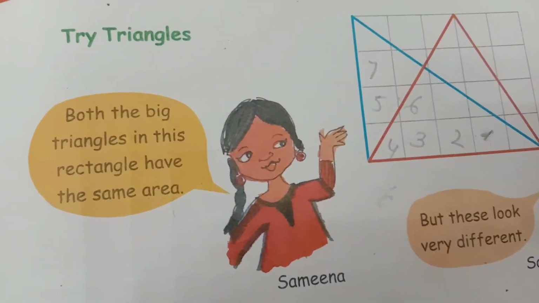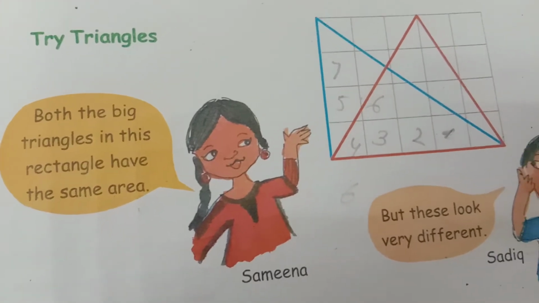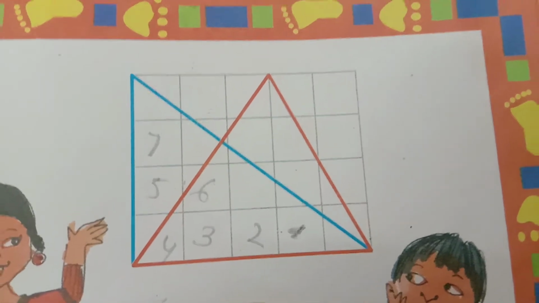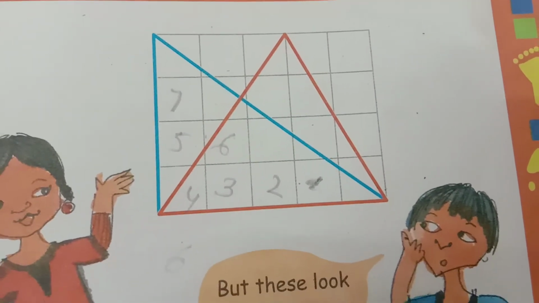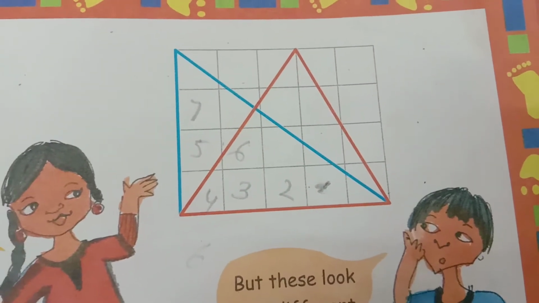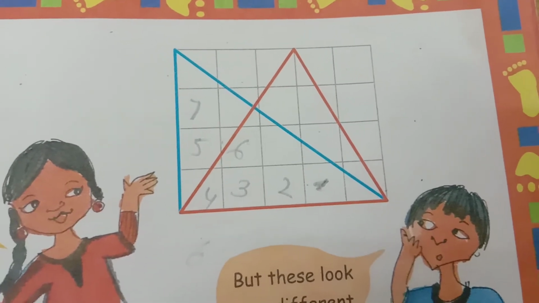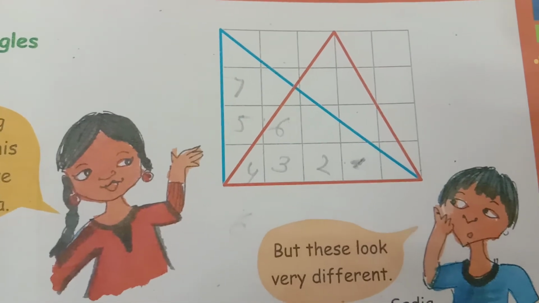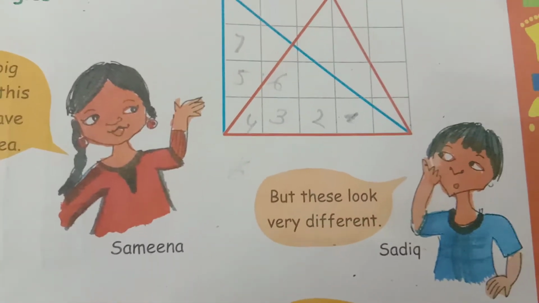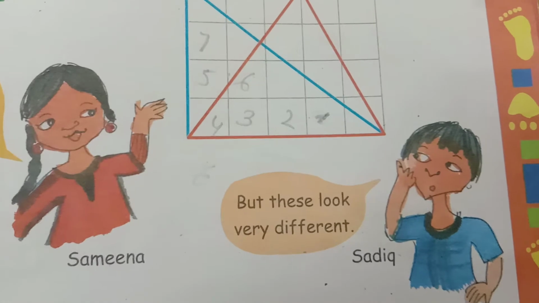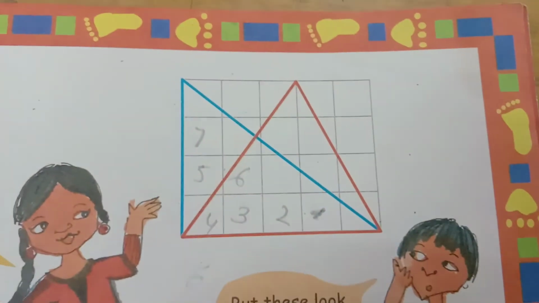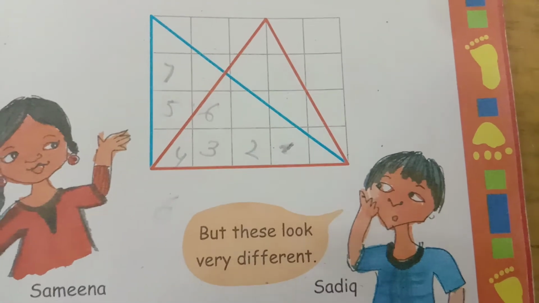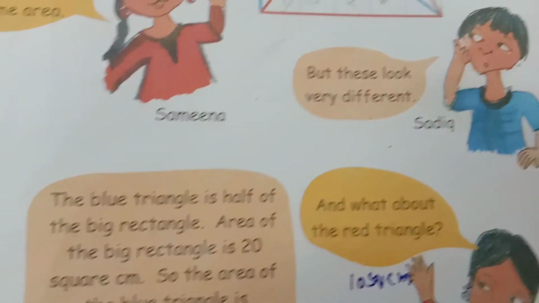Both the big triangles in this rectangle have the same area, said Samina. Observe, here we have a rectangle. In this rectangle there are two triangles, one in blue color, the other in red color. Both are big triangles, and she said they have the same area. But Sadiq said, these look very different. Though the shapes are the same, they look very different.